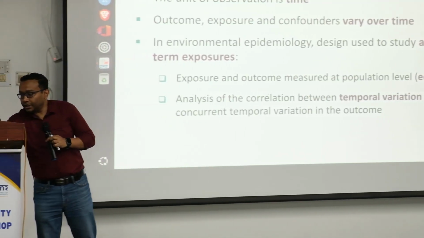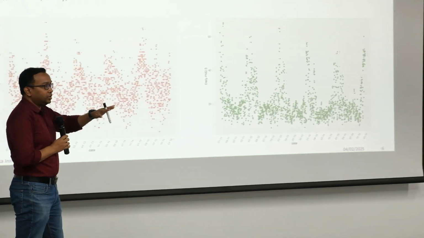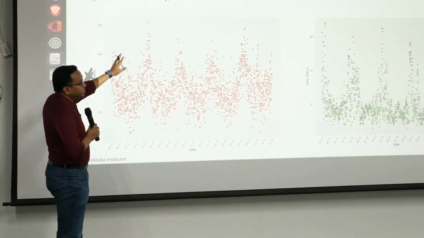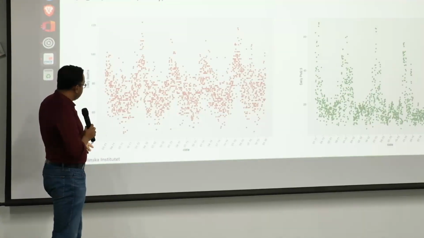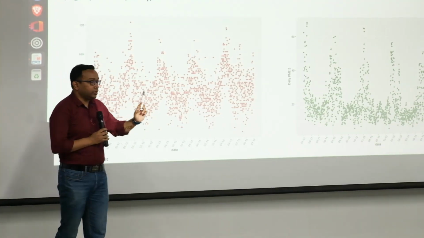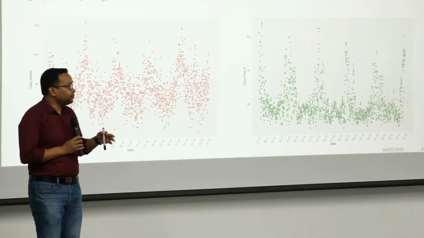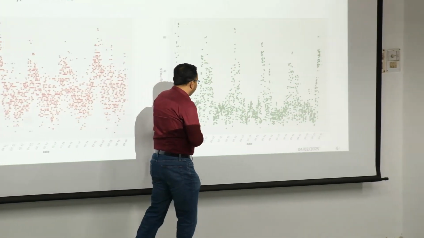So if we look at our data set, I'll give you this data and the code later on. This is, for example, daily deaths, deaths due to natural causes, the daily count. This is the date. Each dot represents one day in Rome, so the number of deaths in one day in Rome. This is deaths and this is daily PM 2.5 for the same days.